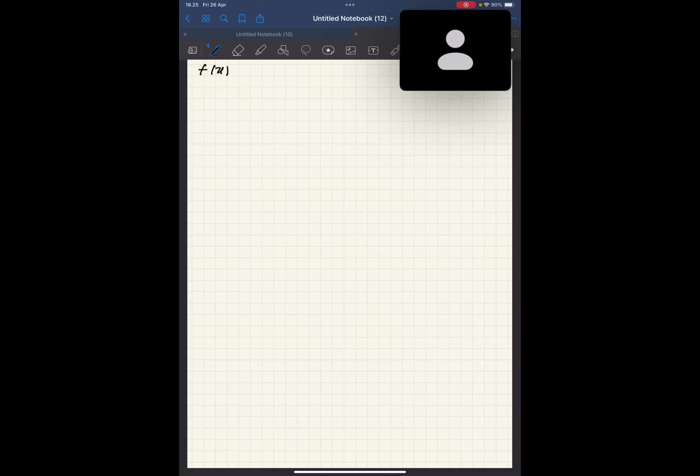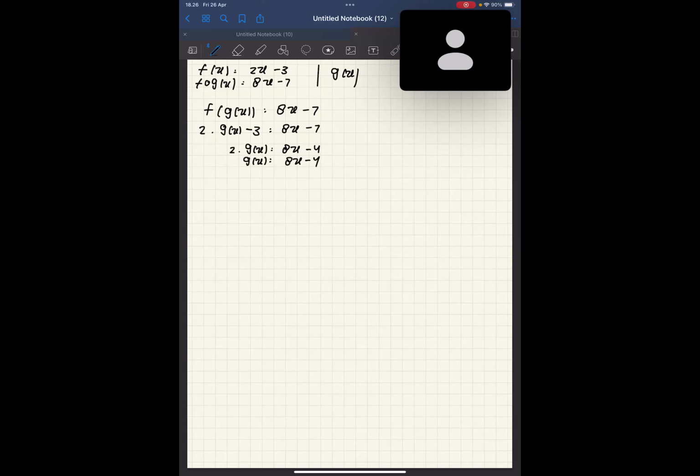Another question, if we have fx of 2x minus 3 and f of gx equal to 8x minus 7, and we are finding the gx. The same as before, the f of g right here is equal to 8x minus 7. So the fx is 2x minus 3, changing the x with the gx. So 2 multiplied by gx minus 3 equal to 8x minus 7. 2 multiplied by gx equal to 8x minus 4. Gx equal to 8x minus 4 divided by 2, which equals 4x minus 2.